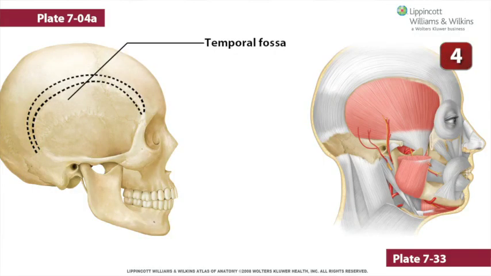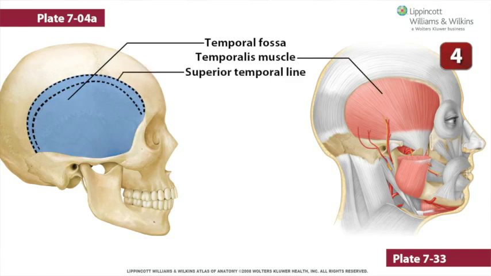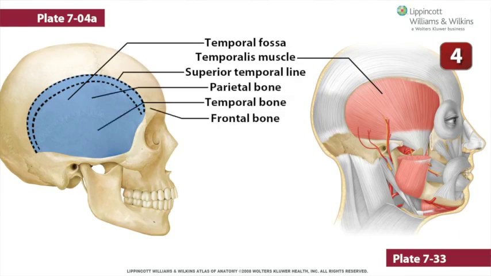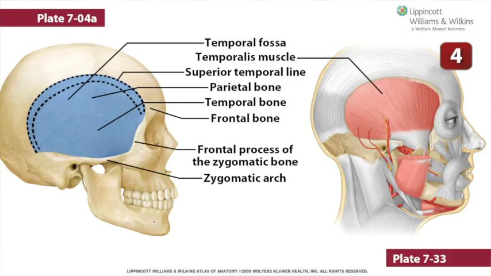The temporal fossa, located on the lateral side of the skull, is filled by another muscle of mastication, the temporalis muscle. The fossa is bounded by the superior temporal line, which forms an arc across the temporal, parietal, and frontal bones, the zygomatic arch, where the superior temporal line ends posteriorly, and the frontal process of the zygomatic bone, where the superior temporal line ends anteriorly.